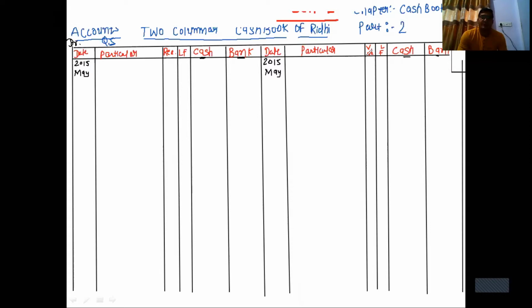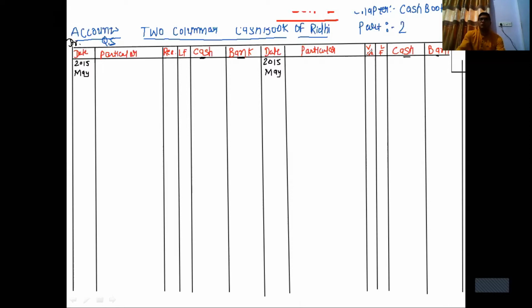Today we are starting with a chapter, Cash Book, Part 2. This is the second session for 11th standard. In the earlier session, we completed a single columnar cash book. Now we are going with a two columnar cash book, cash column and bank column.